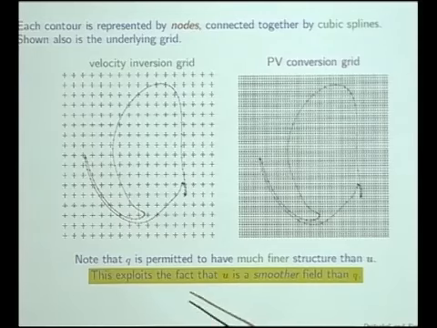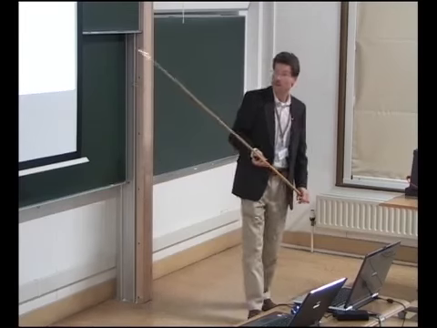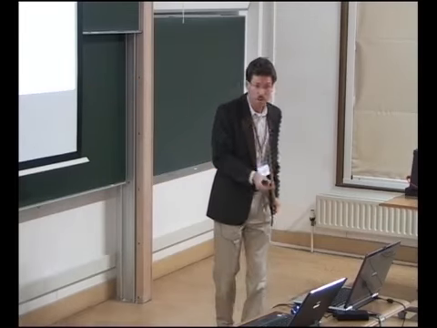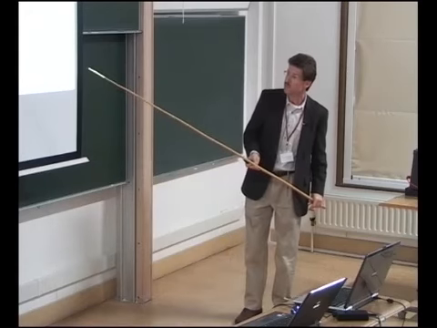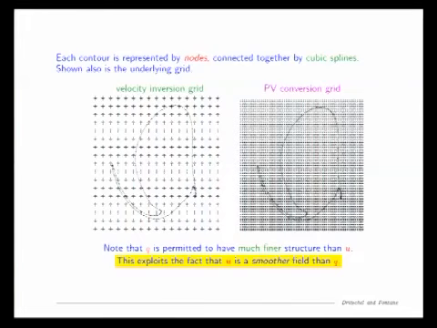This is one contour in a simulation. And notice that if you look at things closely, you see that there are small-scale features that are way below the grid scale. So we're allowing the potential vorticity in this method to have much finer structure than the velocity field, and this exploits the fact that the velocity is a smoother field than Q typically. And there are exceptions to this.